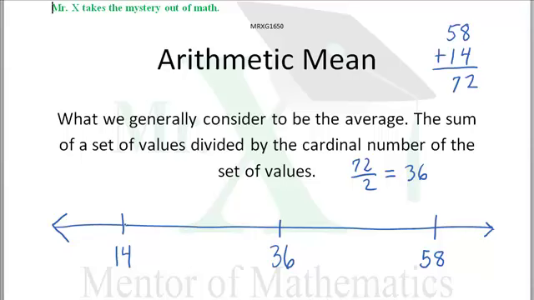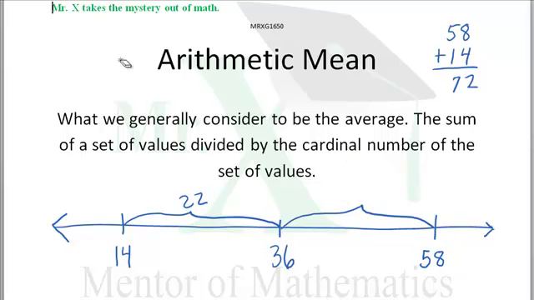Well, that makes sense because there are 22 units. The difference between these two values is 22, and the difference between these two values is also 22. Okay? 36 minus 14 is 22, 58 minus 36 is 22. So what's the arithmetic mean between 58 and 14? Well, it's half of that number. It's 36.